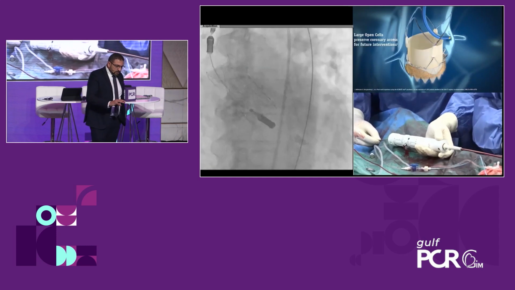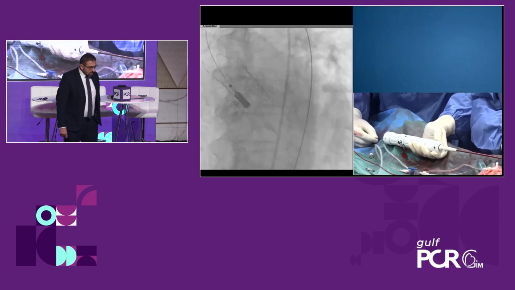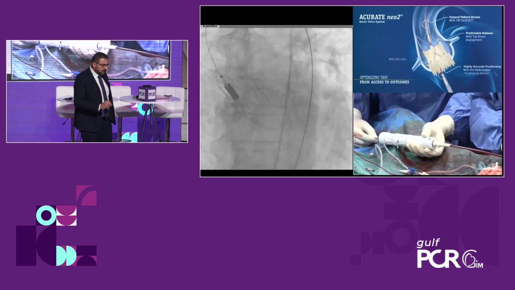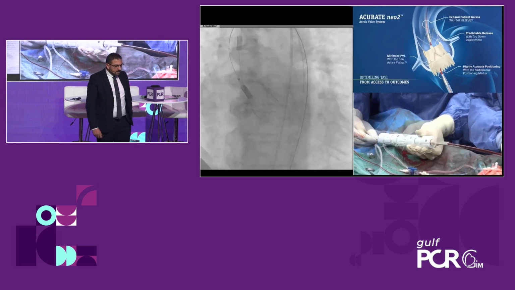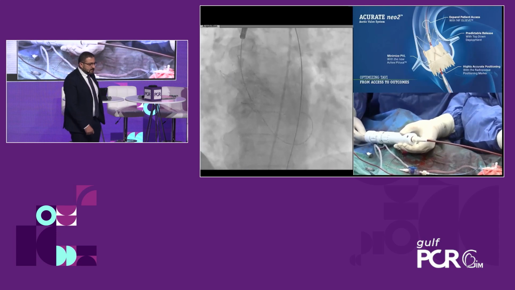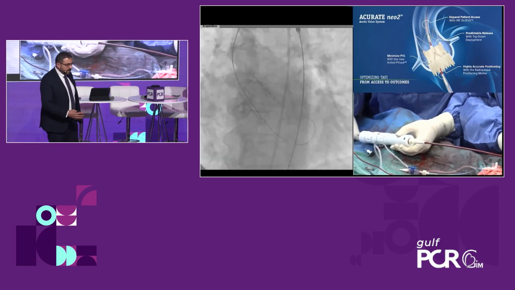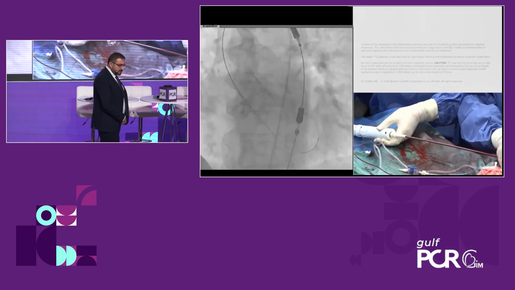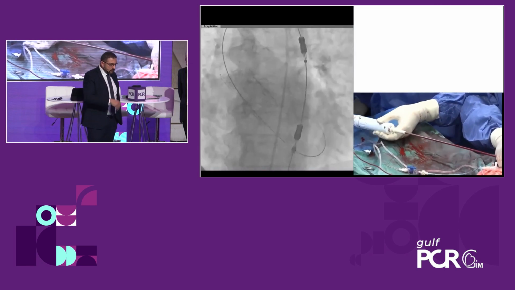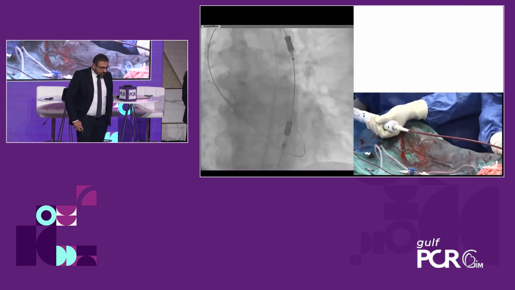You have to be very cautious while taking your nose cone out. So very cautiously till the nose cone is inside the frame, and then you push your Safari wire again into the LV cavity, and you can have time to assess with the echo, check the gradient, check if the patient's having a paravalvular leak, and then go and do a final injection.